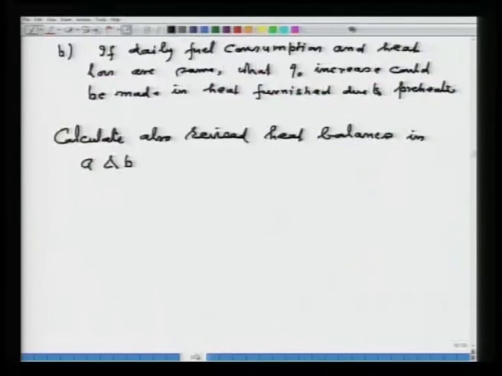Now, his query number 2 is slightly different. If the daily fuel consumption and heat loss are the same, what percent increase could be made in heat furnished due to installation of the preheater? There are two things. If I install a preheater, naturally I can cut down the fuel requirement. If I install a preheater and do not cut down the fuel requirement, then there will be excess heat in the furnace. What percent increase in heat will I get?